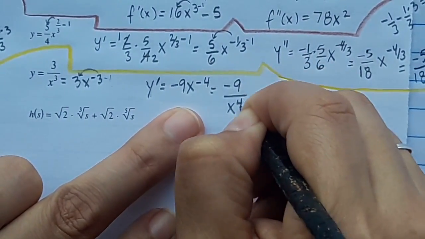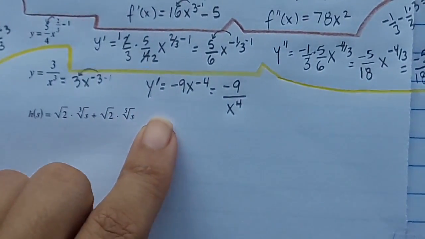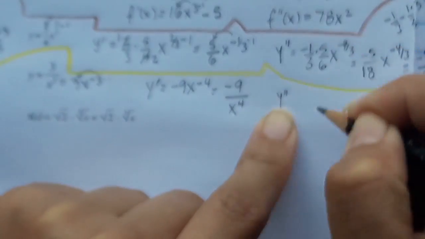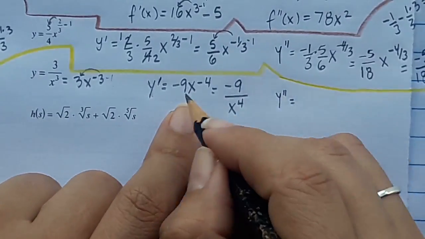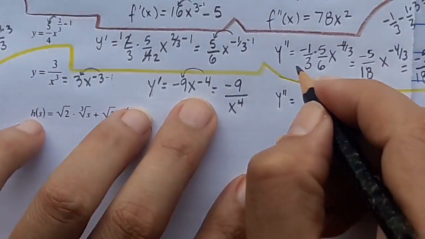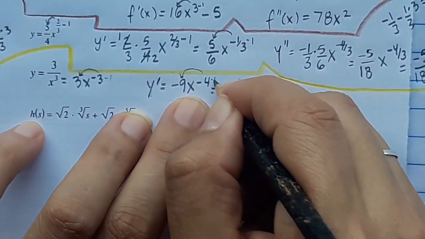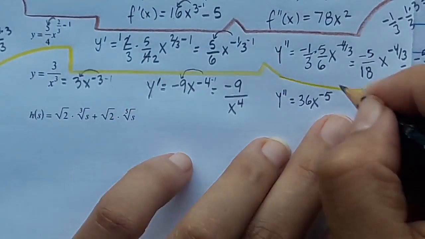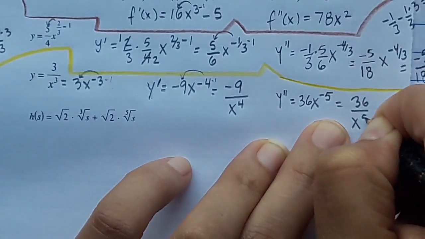So I can rewrite that with the power back to positive by just taking it to the bottom, so negative 9 over x to the fourth. The second derivative: multiply, I'll use the power on the top, multiply that again, that's going to be positive 36, and then subtract 1 from the power, which is going to be negative 5. Then I can rewrite it as positive 36 over x to the fifth power.